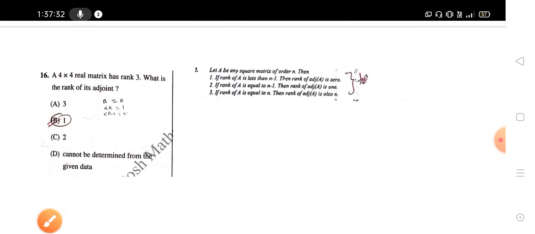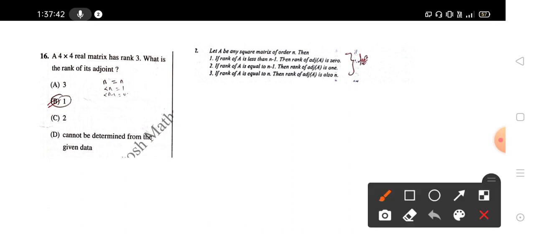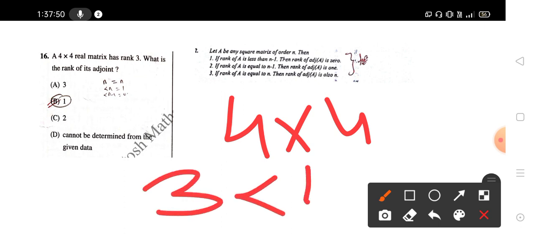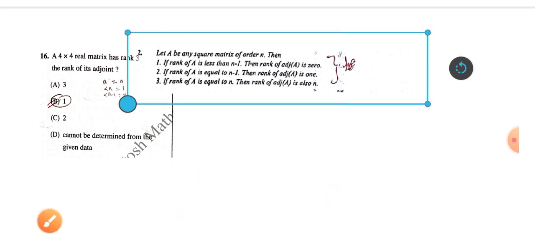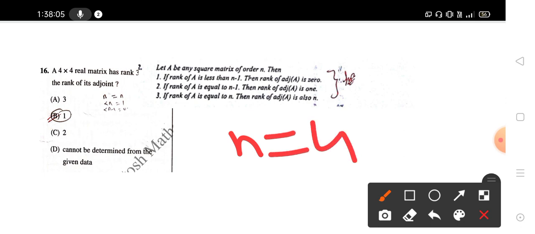Next question. A 4 cross 4 real matrix has a rank 3. What is the rank of adjoint? Here matrix given 4 cross 4 and rank is given 3, that is less than 4. This is one result. Let A be a square matrix of order n. Here n equal to 4. Then if rank of A is less than n minus 1, then rank of adjoint of A is 0.